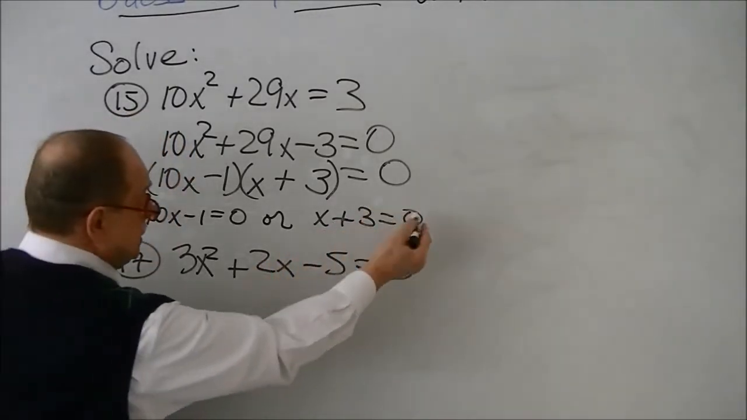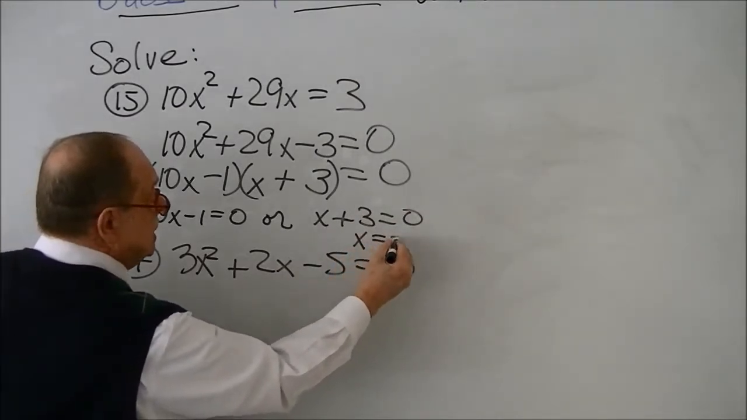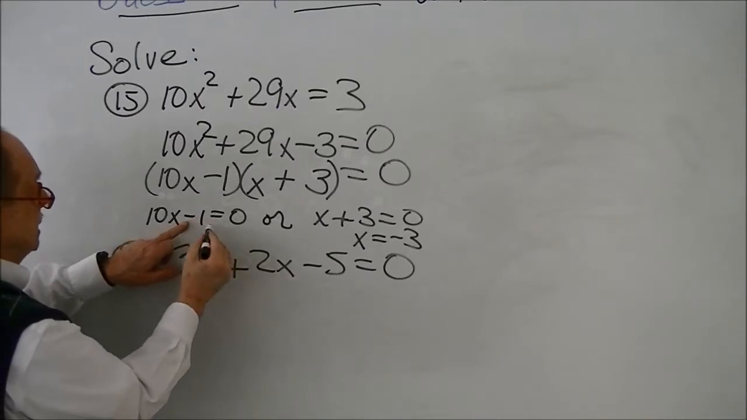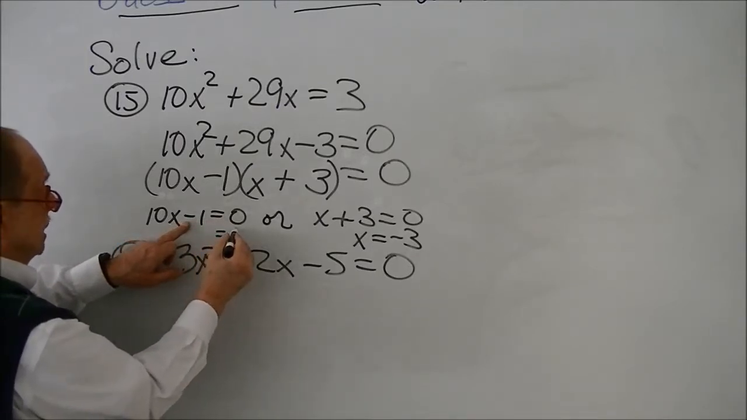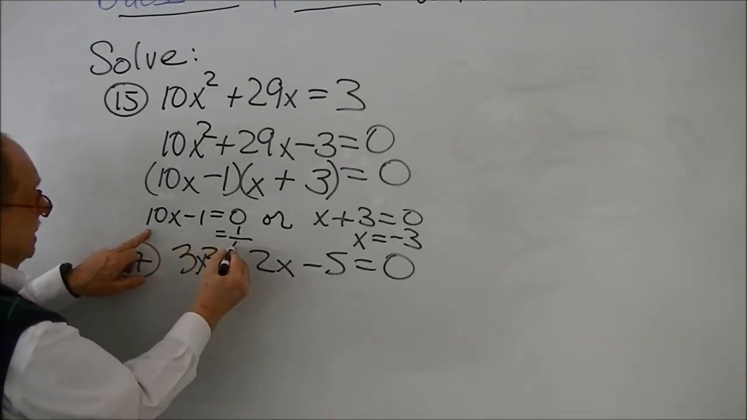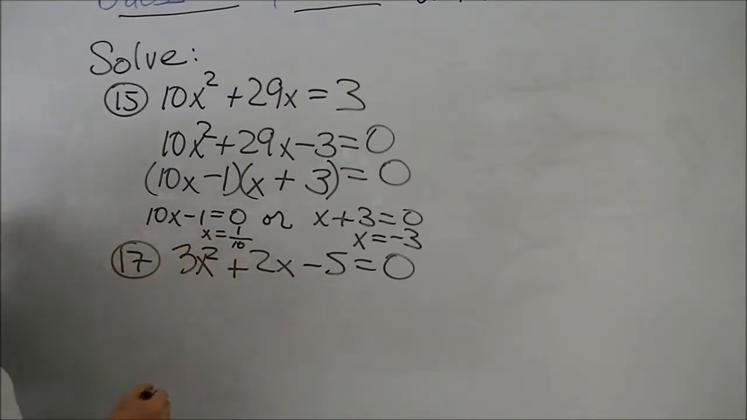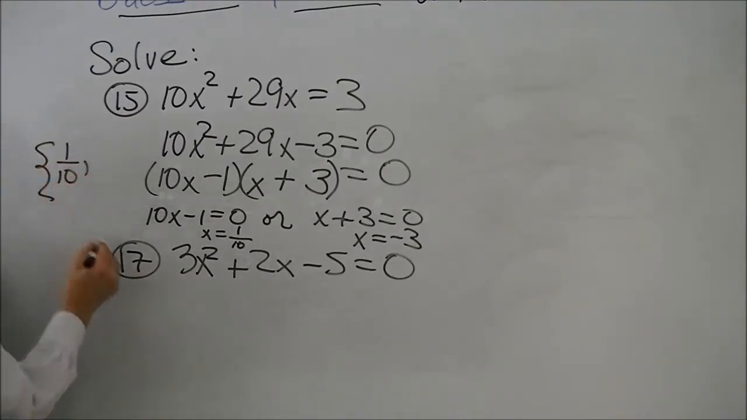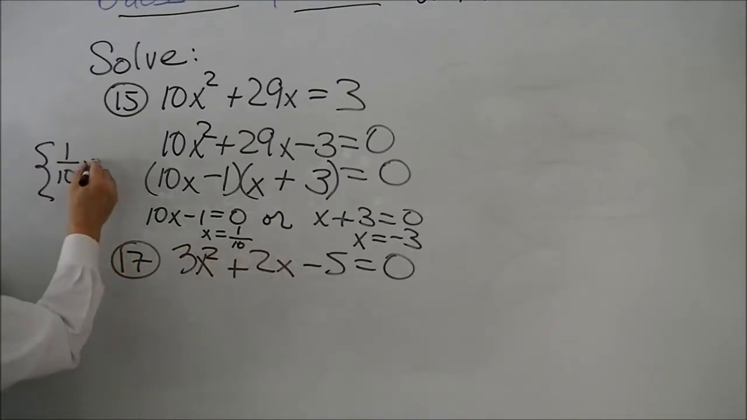Here, this one just becomes x equals negative 3. But here we have to bring the 1 over first. That becomes a positive 1, and then divide by the 10. So we get here, for our solution set, x is 1/10, or x is a negative 3.